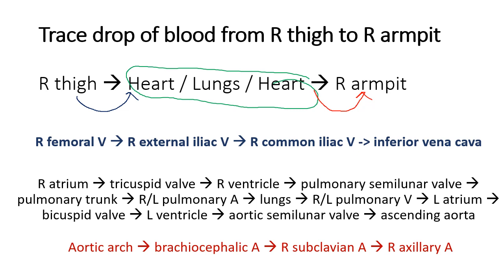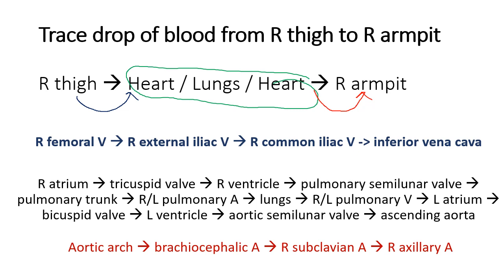So the final part of this trace would be your aortic arch to your brachiocephalic artery. Remember, that's the first branch of your aortic arch. Blood would go up the brachiocephalic artery into the branch, which is the right subclavian artery. Travel across that right subclavian artery across your right shoulder, where we would enter the right axillary artery. And at that point, we're in the armpit, so you're done.